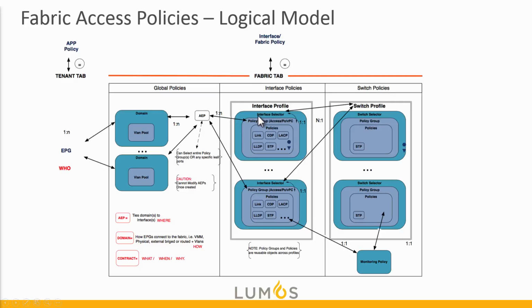Now, when we get over to the interface profile and the switch profile, we note that an interface profile contains something called an interface selector. So an interface profile might have multiple interface selectors, or basically multiple ports defined. And the reason we might have multiple ports on an interface profile is so that we could tie the same policy group of policies. So the policy group contains the policies, and the policies are, of course: what is the link speed? Is it 1 gig, 10 gig? Is it even 40 gig, or even 100 meg? Is CDP enabled or disabled? Is LLDP enabled or disabled?